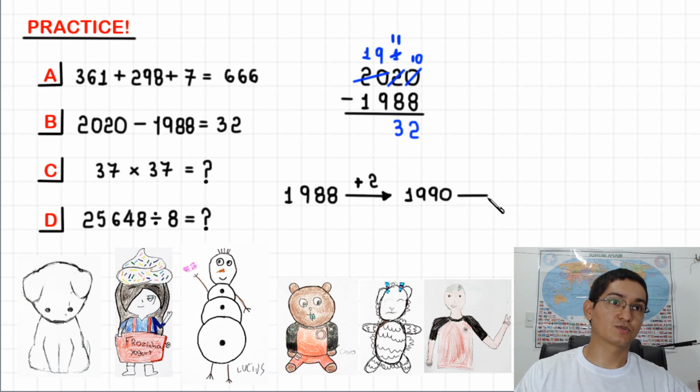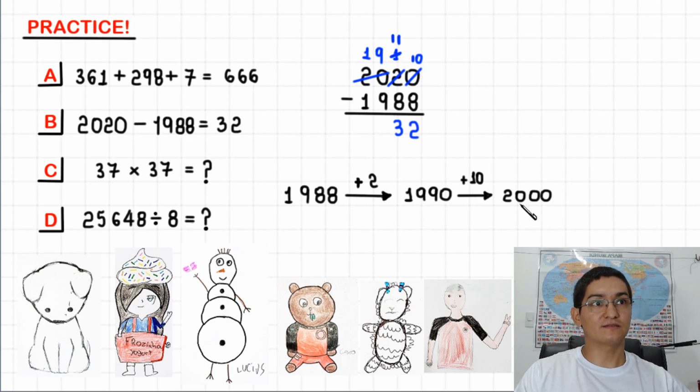And now, to keep things simple, I will just add 10. We have here 1990. If I add 10, we get to 2000, right?